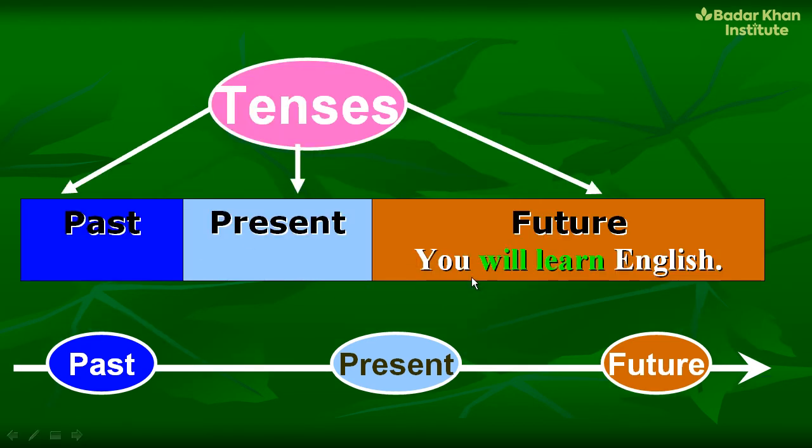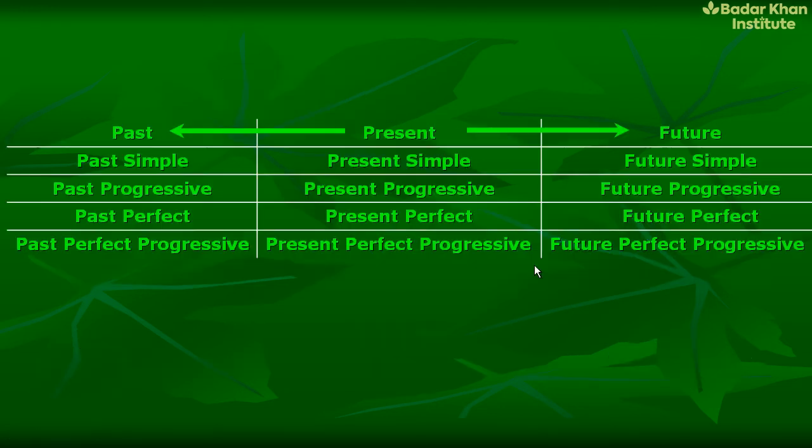Now in future, you will learn English. In this sentence, will learn is telling us that we are talking about future. Will is helping verb. It is helping the main verb learn. And it is telling us that we are talking about future.